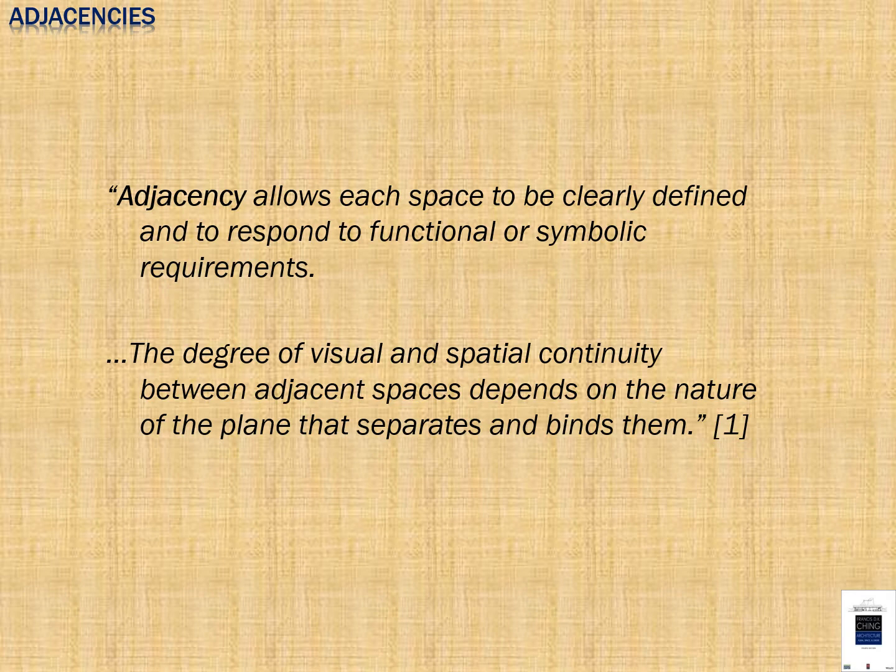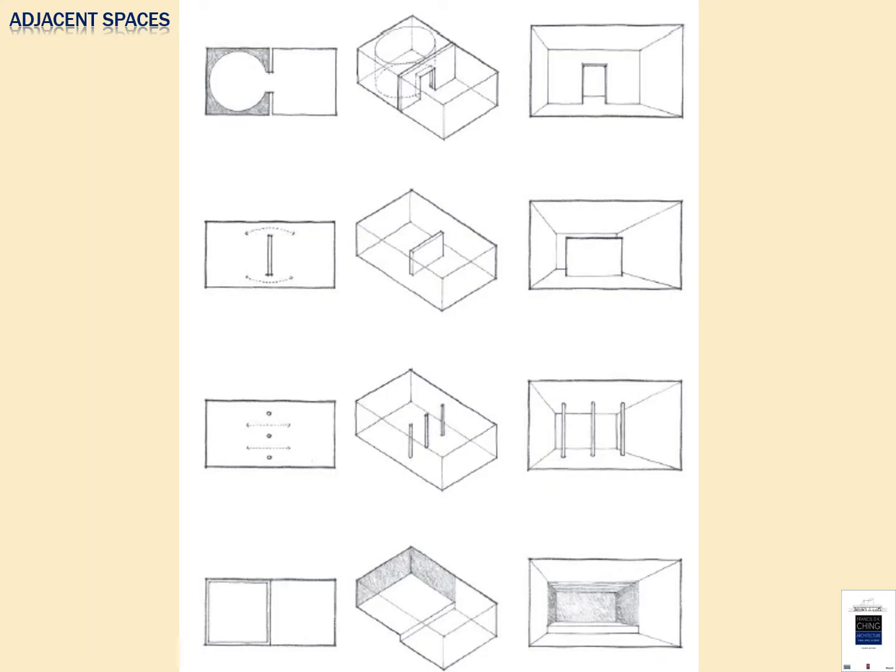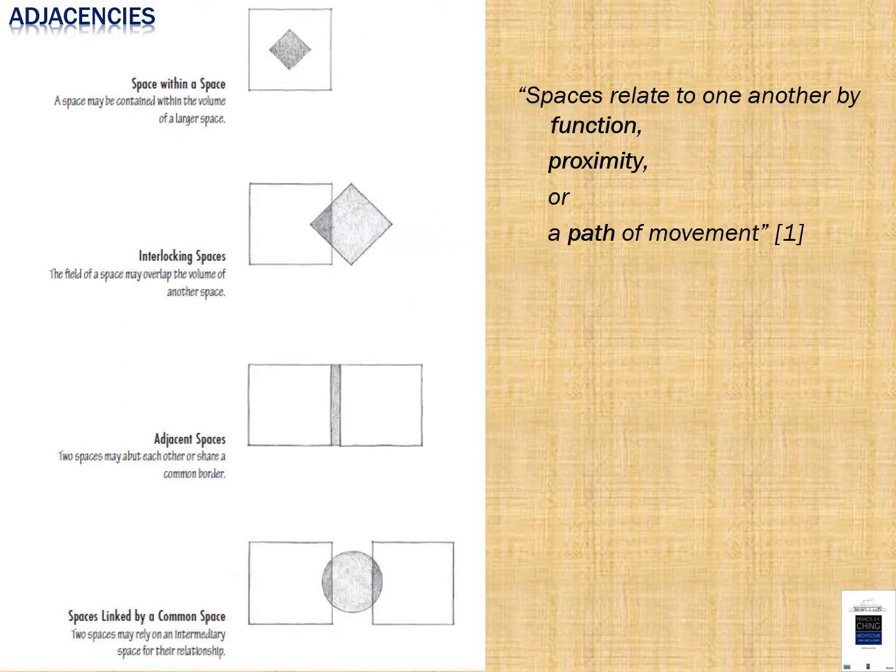Adjacency is very important in architecture, both for functional reasons and symbolic reasons. The degree of visual and spatial continuity depends on the nature of the plane that separates and binds them. The type of connection between the spaces helps define the adjacency between the spaces. Spaces relate to one another by function, proximity, or a path of movement. Adjacencies can be defined by a space within a space, interlocking spaces, adjacent spaces, or spaces linked by a common space.